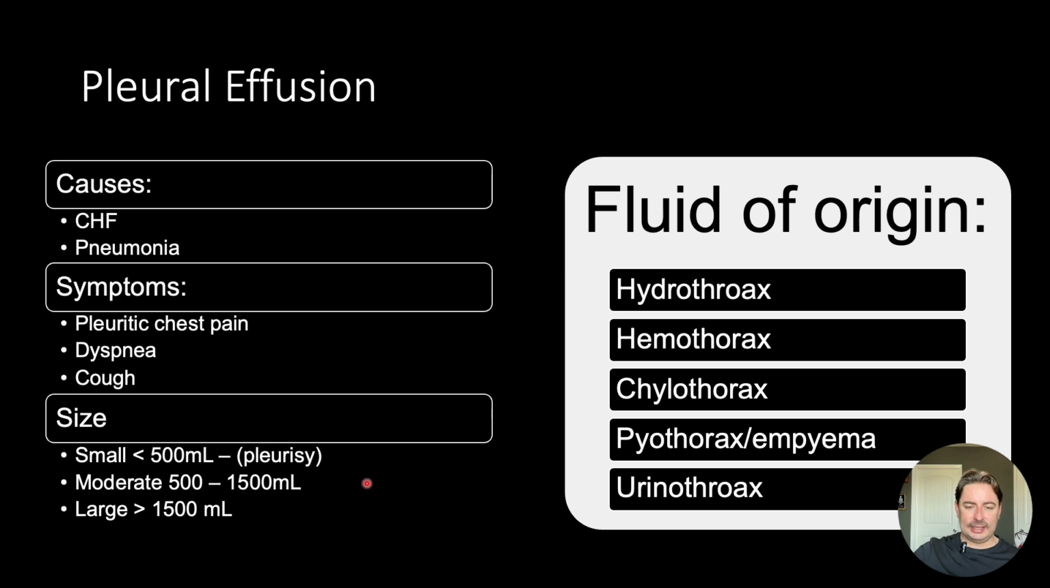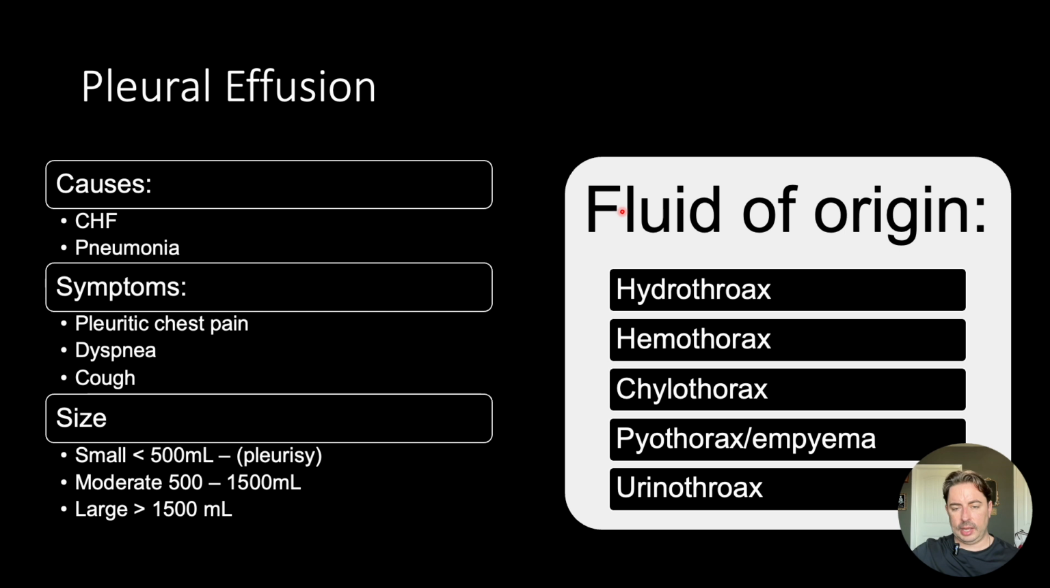When we look at sizing the pleural effusion, you can have a small, moderate, or large, and it just depends on how much fluid is in the pleural space. If it's less than 500 mLs, or they're having pleuritic chest pain or pleuritic inflammation, then that would be something that we would call a small pleural effusion. When we look at moderate, this is going to be 500 to 1500 mLs, or a large pleural effusion, that's something that has fluid that is greater than 1,500 mLs.